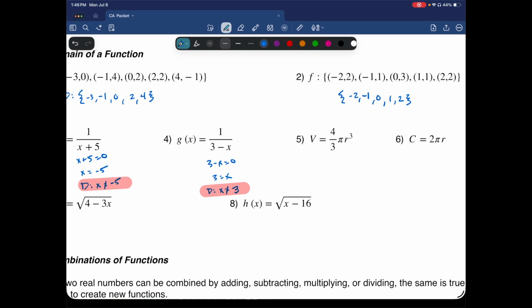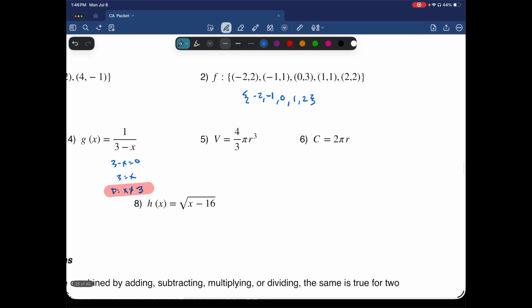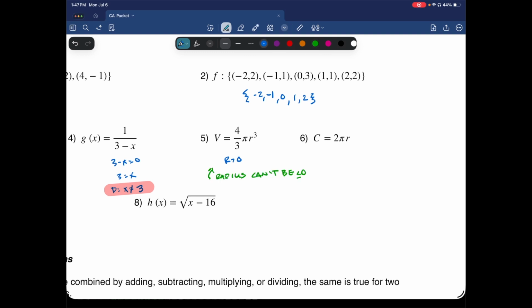For number 5, this one's tricky. This is a volume formula. So there is no fraction, there is no radical, but volume is a unit of measurement, and those can't be negative. Radius, or units of measurement, cannot be less than or equal to 0. So for 6, same thing. R is going to be greater than 0.